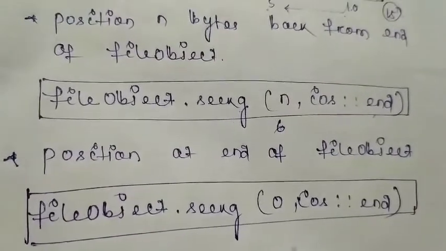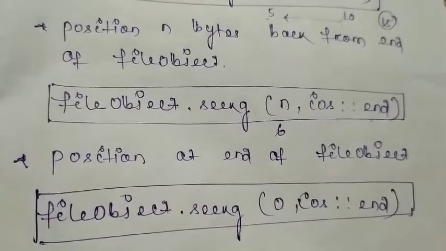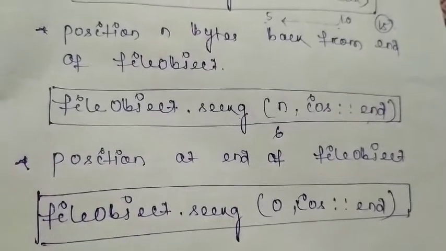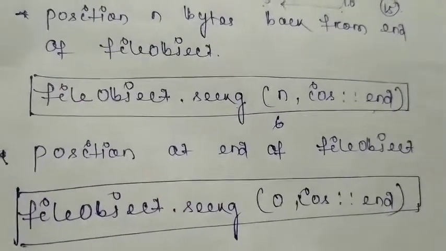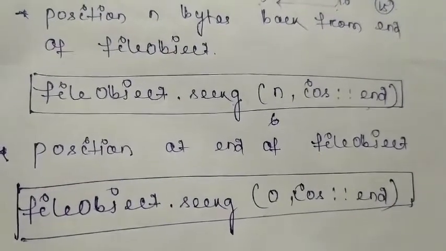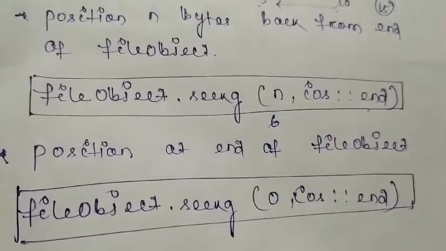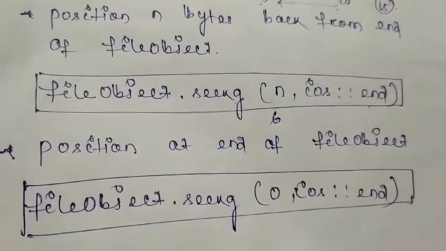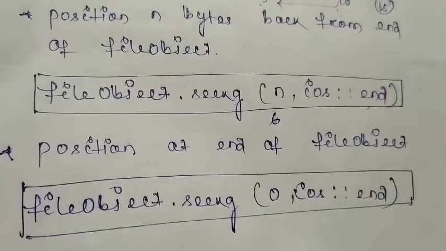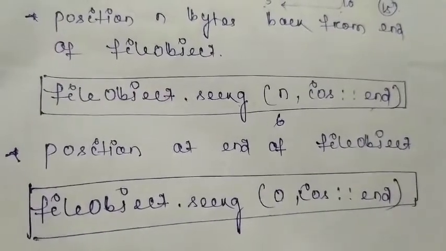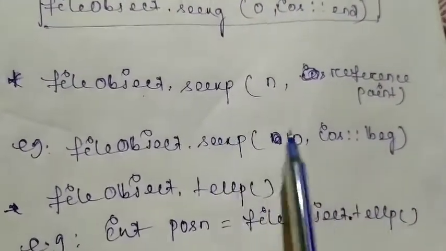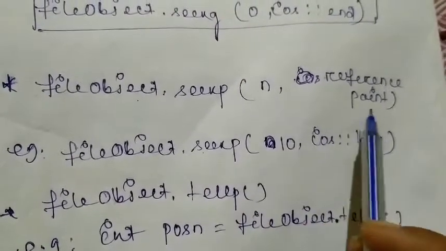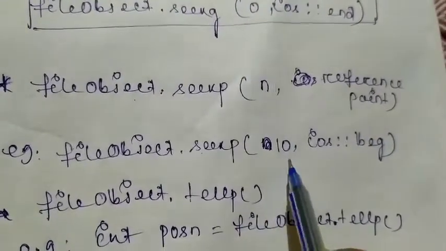You cannot simply write 0. If it is 0, then it will be concluded as the 0th byte from the beginning, as by default it takes the beginning. The reference of the pointer by default is the beginning. So if you want to detect the end, and move the get pointer to the end of the file, then you have to write this syntax. And here is seekp. Okay, seekp means n and reference point. Let's say it is 10 and beginning.